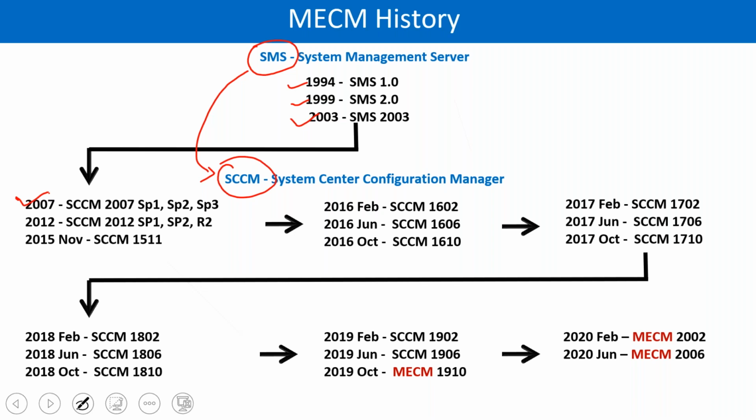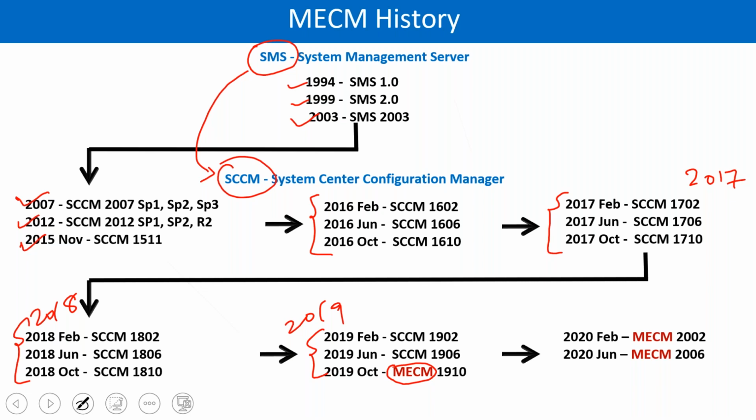SCCM 2007, SCCM 2012, then SCCM 1511. These are the three versions released in the year 2016. These three versions released in the year 2017, right? These three versions in the year 2018. These three versions in the year 2019. But after uh, June, they changed the name again.